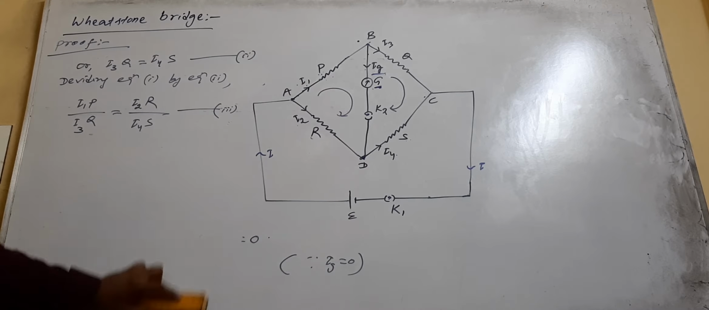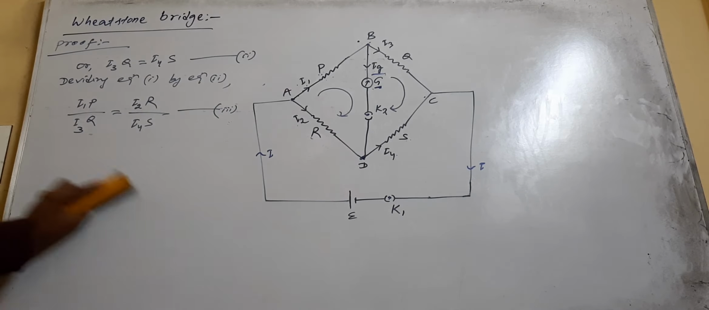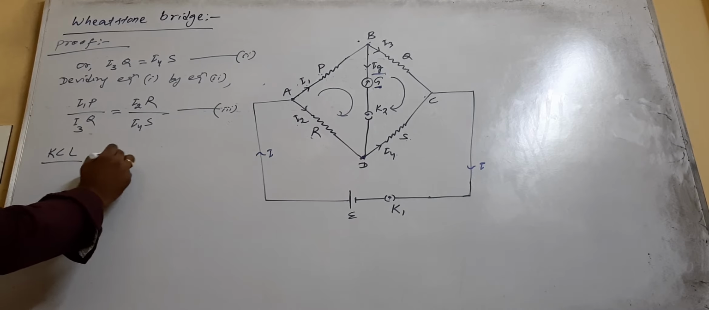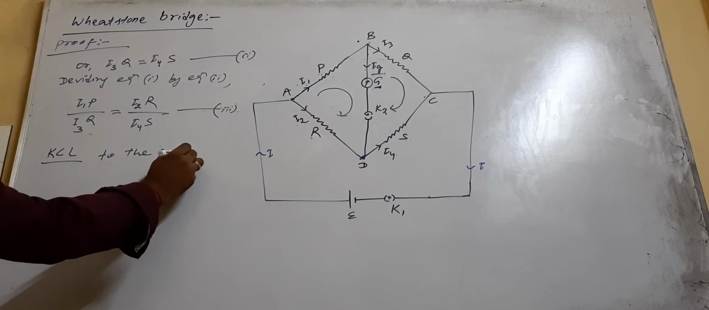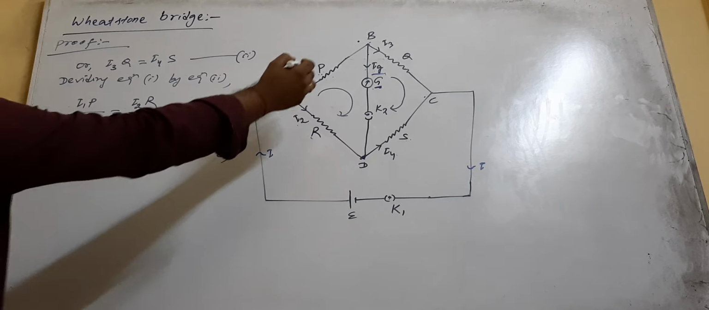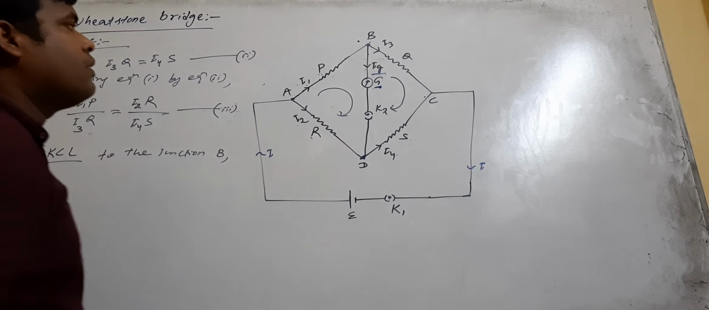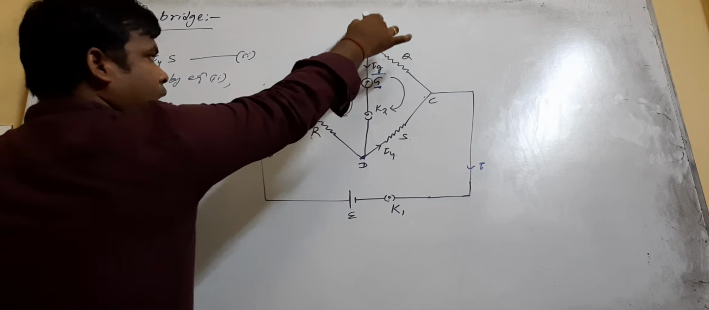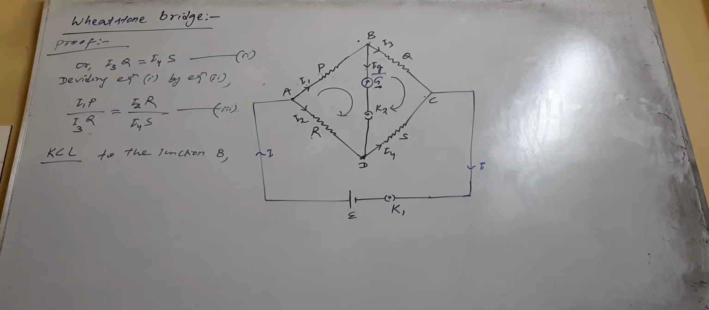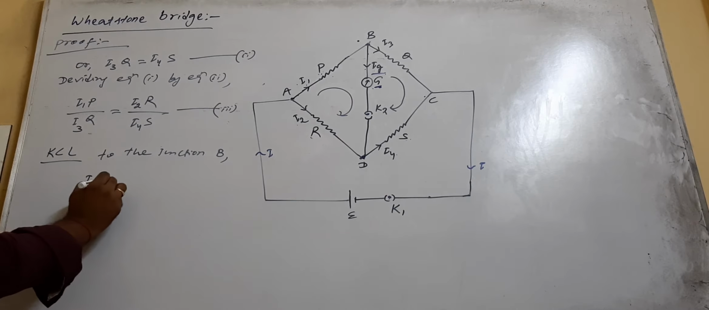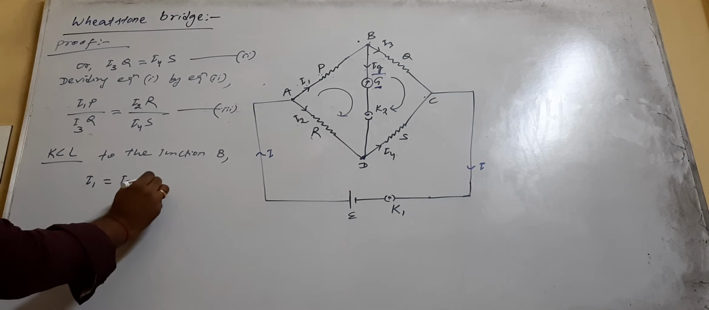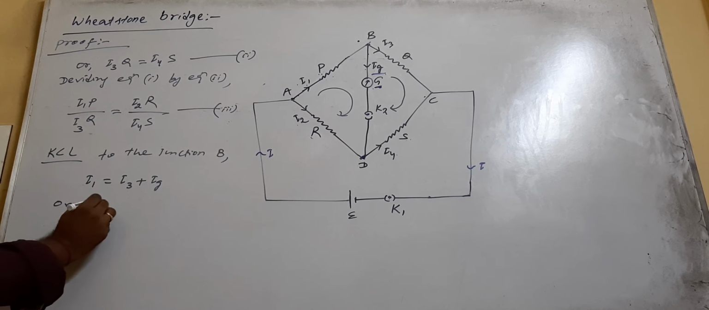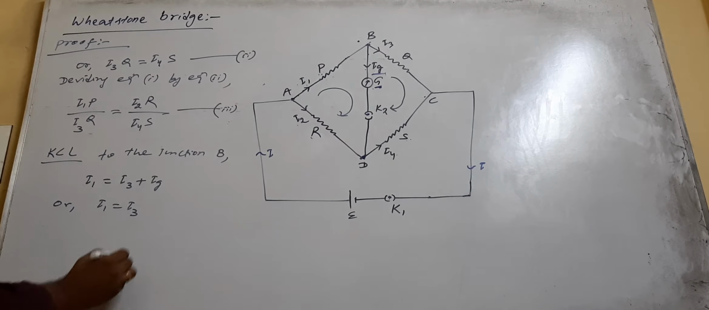Now you apply junction rule. Apply KCL to the junction B. B is the junction. Here you see, I1 is the current coming to the junction B. I3 and Ig are the currents going away from the junction B. So you can write I1 is equal to I3 plus Ig. But Ig is equal to 0. Therefore I1 is equal to I3.